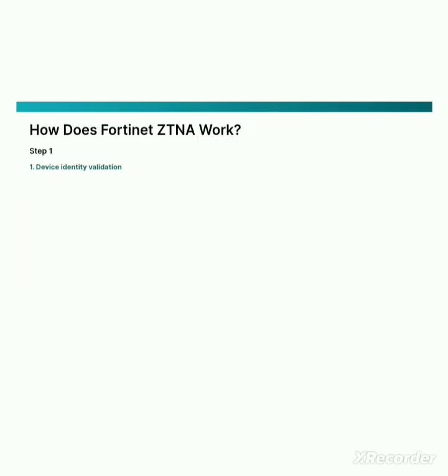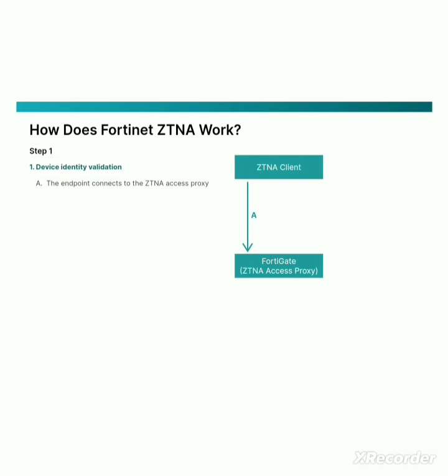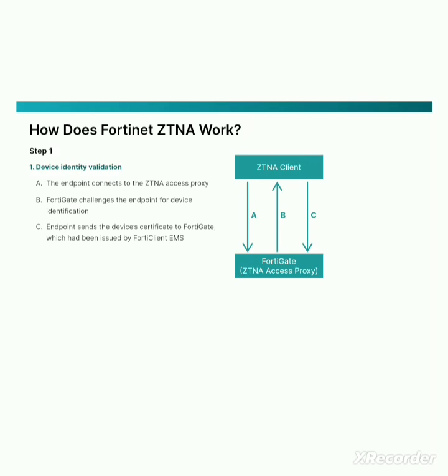How does Fortinet ZTNA work? When the endpoint connects to the ZTNA access proxy, FortiGate challenges the endpoint for device identification. The endpoint sends the device certificate to FortiGate, proving the device identity. Then FortiGate applies the associated tags and rules and either rejects the request or allows the device to proceed.